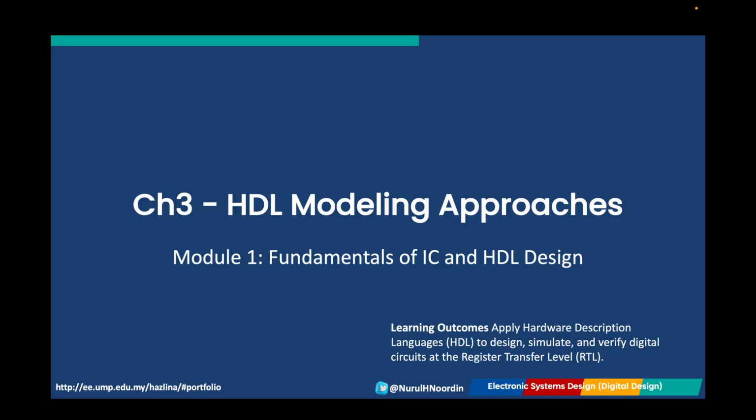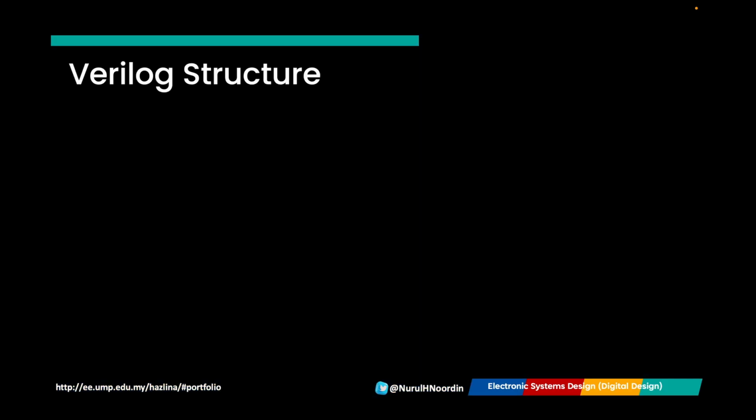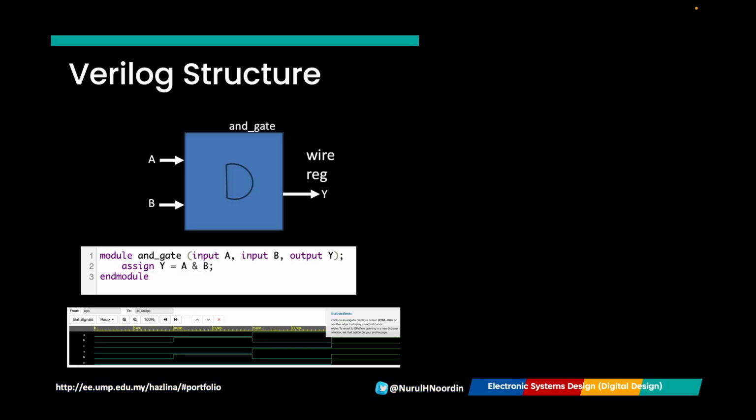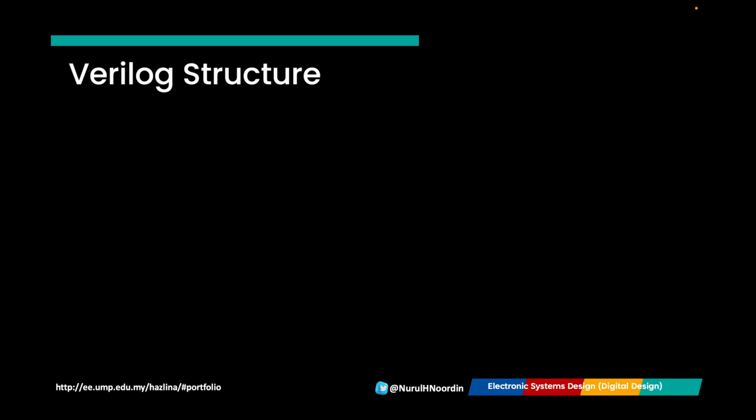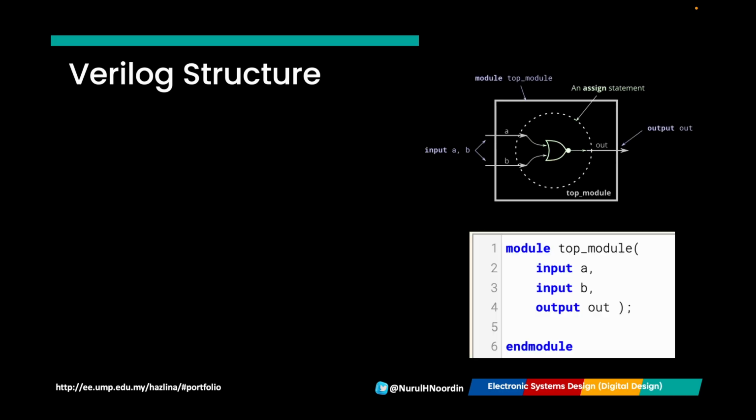Verilog is a hardware description language used for designing digital circuits and FPGA programming. It follows a structured syntax similar to programming languages like C, but is specialized for hardware modeling. A Verilog module defines the circuit behavior. Ports allow communication between modules, and data types like wire and register help to define signal properties. This is an example of a top module with inputs A and B and output out.